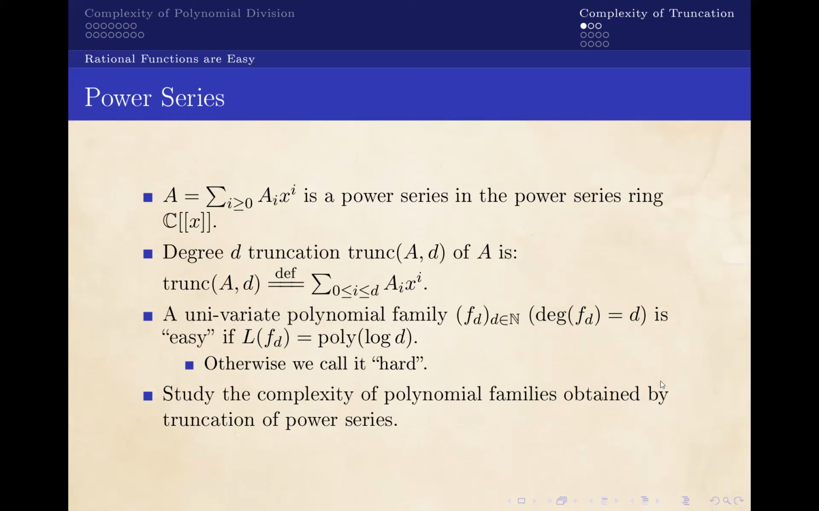So then suppose I have a unit polynomial family FD, which is indexed by this index D, and I also assume that the degree of FD is D. We say that this polynomial is easy if the arithmetic complexity of FD is polylog D. Otherwise, we say it's hard. Right. So in this part, we want to study the complexity of polynomial families which are obtained by truncation of power series. We somehow want to characterize what power series truncation gives easy polynomial families, and what power series truncation gives hard polynomial families.